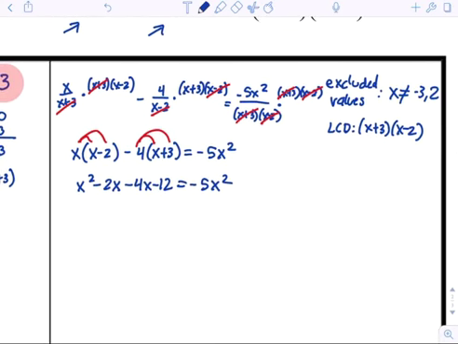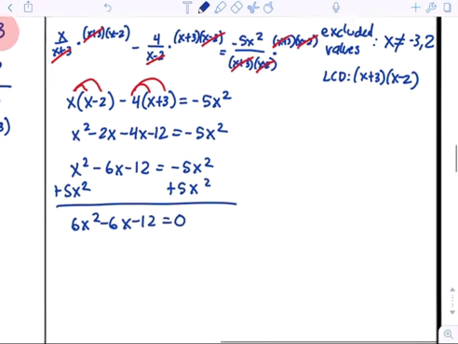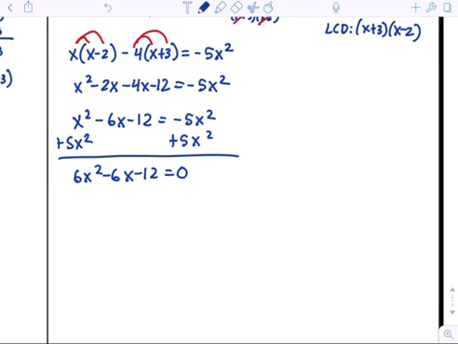Collect like terms on the left-hand side of the equal sign, so x squared minus 6x minus 12 is equal to -5x squared. Add 5x squared to both sides. And we're going to get 6x squared minus 6x minus 12 is equal to 0. Now we've got to solve.